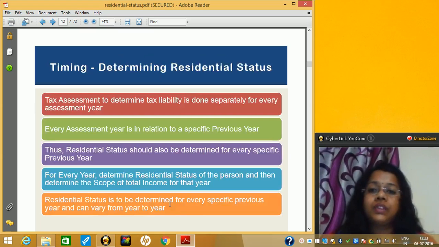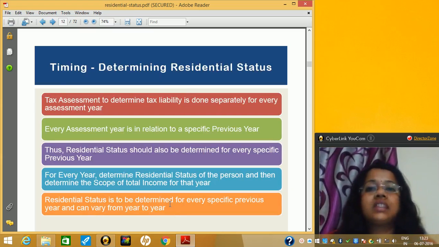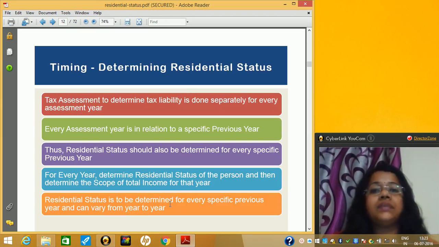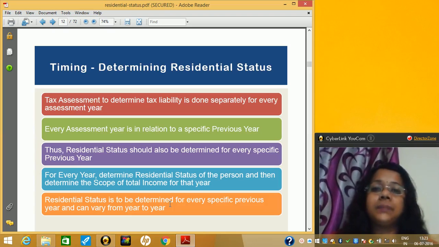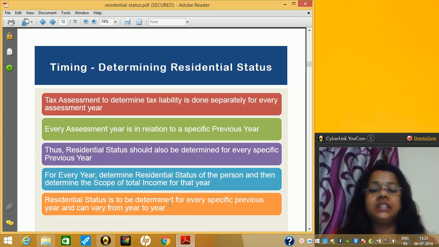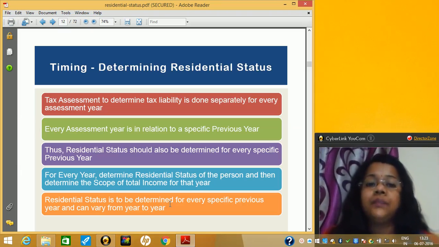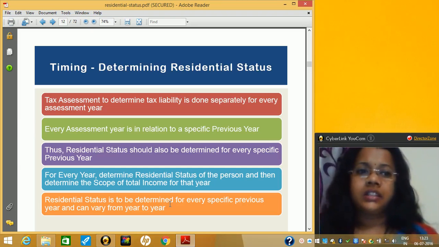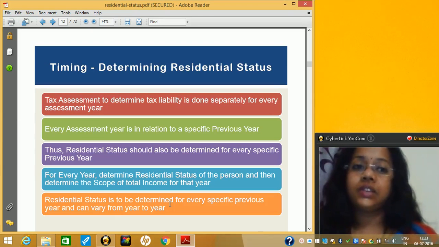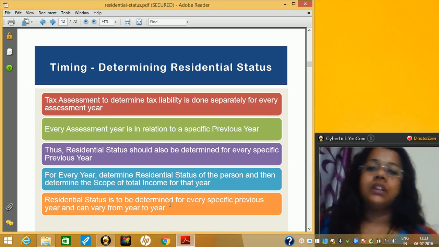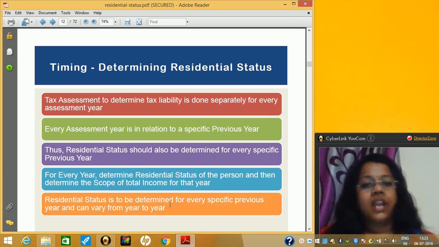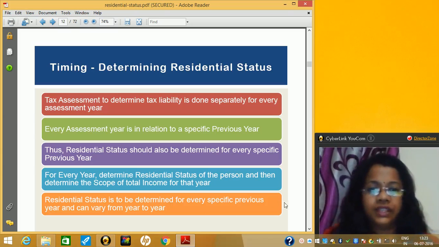And before we move further, it is important to note that the residential status of a person should be determined for every specific previous year, because on the basis of his duration of stay, he may be resident in one year but non-resident in another year. So you have to take care of that and determine the status for every specific previous year.